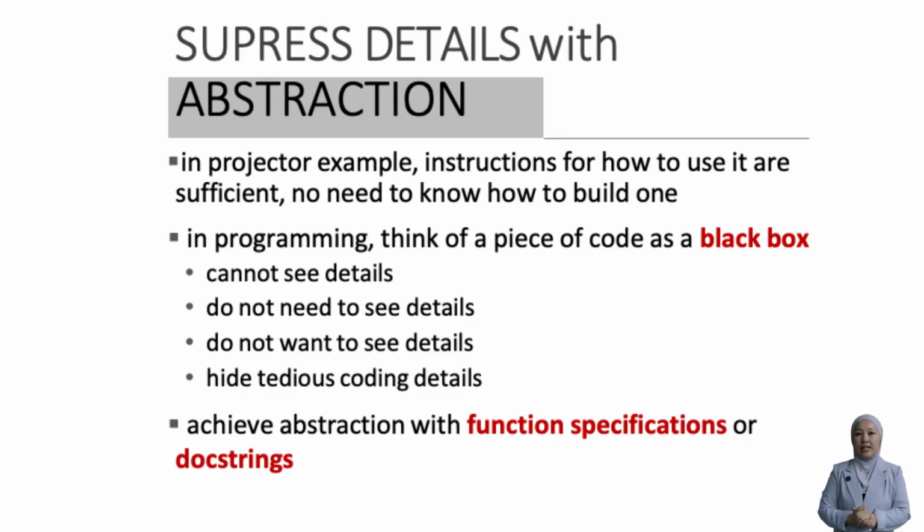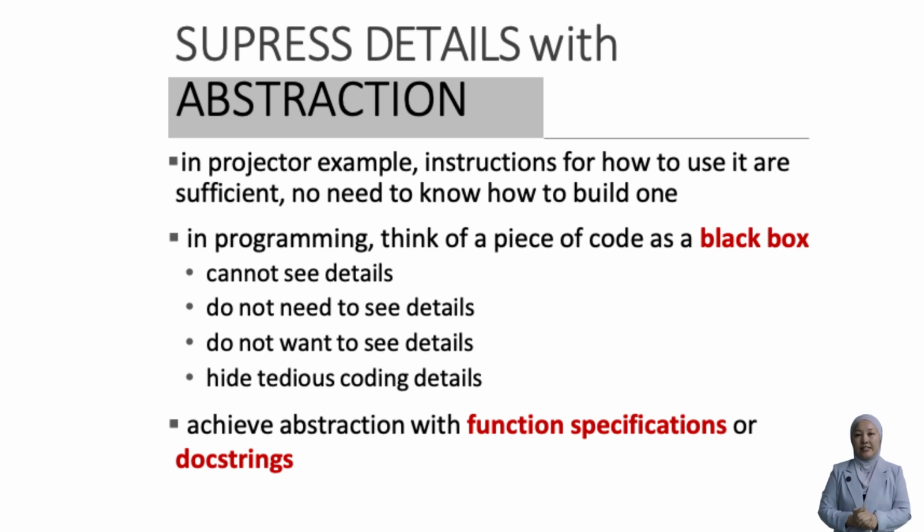Alongside decomposition, we have abstraction. Going back to the projector, the user manual doesn't explain quantum physics. It explains the interface, which button turns it on, which port is for input. In programming, we treat a function as a black box. When you use it, you cannot see the details of its code unless you go looking. You do not need to see details to use it correctly. In fact, you do not want to see details. You want to focus on your own problem. This hides tedious, complex, or mathematical code behind a simple name.